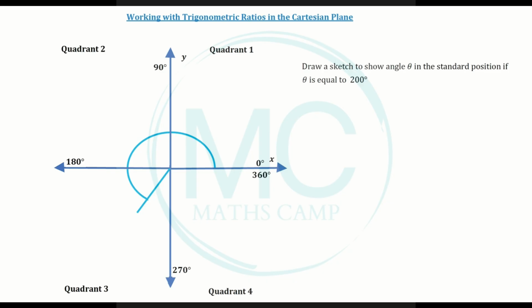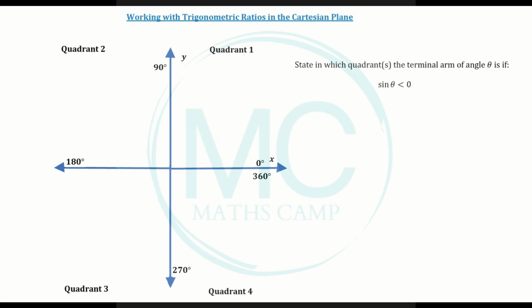Let's do another example. State in which quadrants the terminal arm of angle theta is if sine theta is smaller than 0. To make this a bit easier for us, let's put our CAST system back into the diagram. Remember that only cosine is positive in quadrant 4, all the ratios are positive in quadrant 1, only sine is positive in quadrant 2, and only tan is positive in quadrant 3.